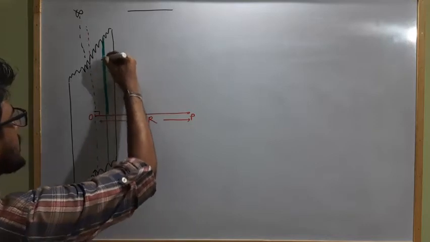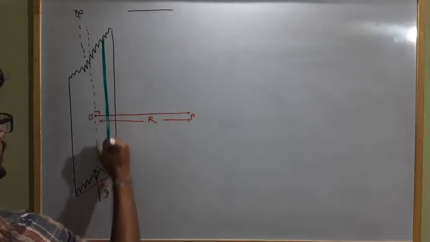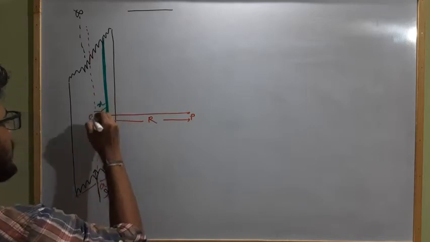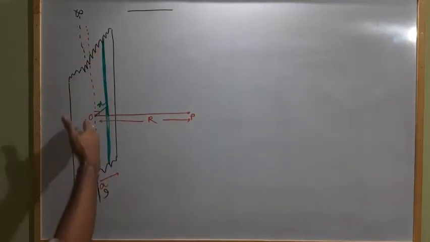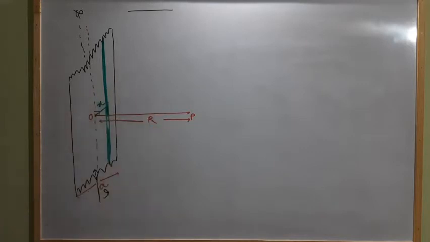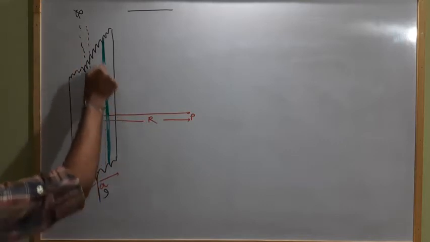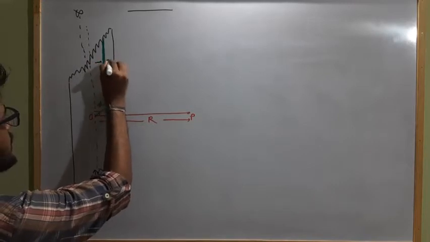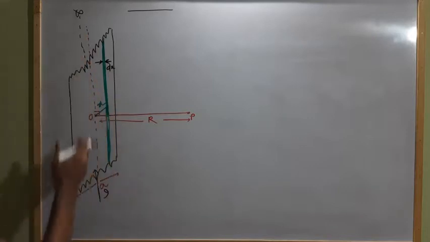Let this very small infinite current carrying conductor of thickness dx be at a distance x from the bisector of this infinite flat sheet. From one end, let this be the left end and this the right. This is the bisector of this thin sheet. This segment has a very small thickness dx, and it is at a distance x from the bisector line.